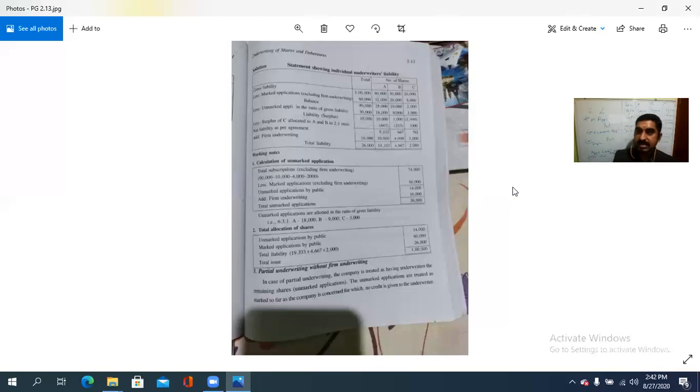So this is the case with regard to underwriting fully with the firm underwriting. In the previous case, we saw underwriting fully but without firm underwriting. And then more topics are there with the partial underwriting like that. That we will see after the Onam vacation.